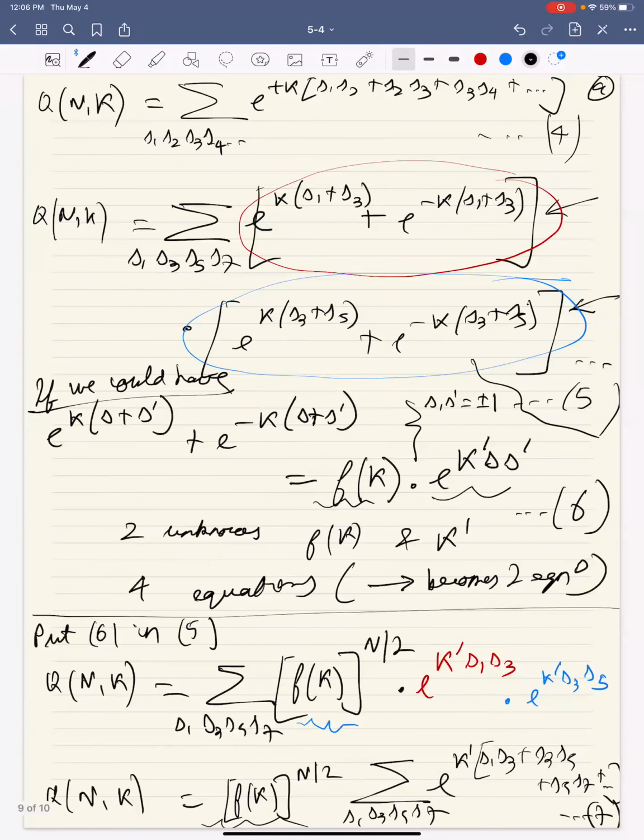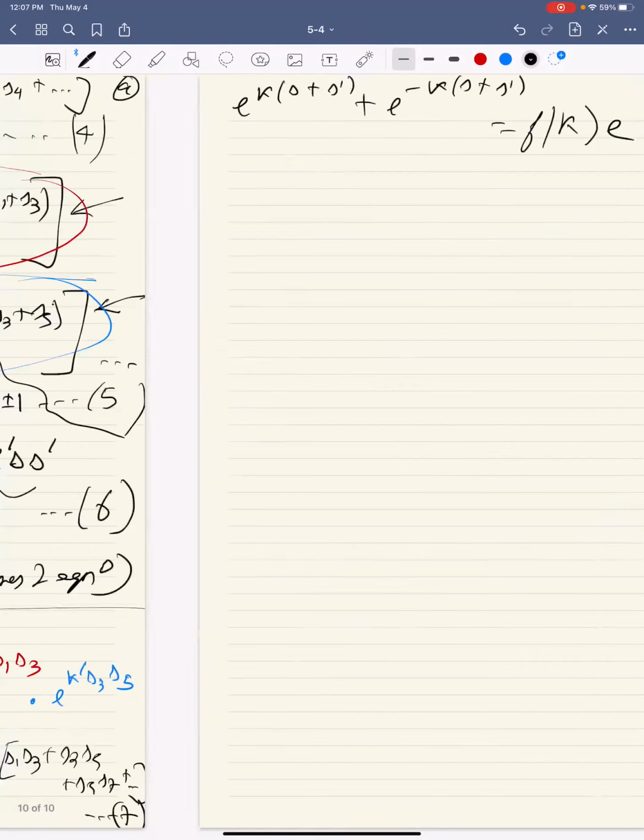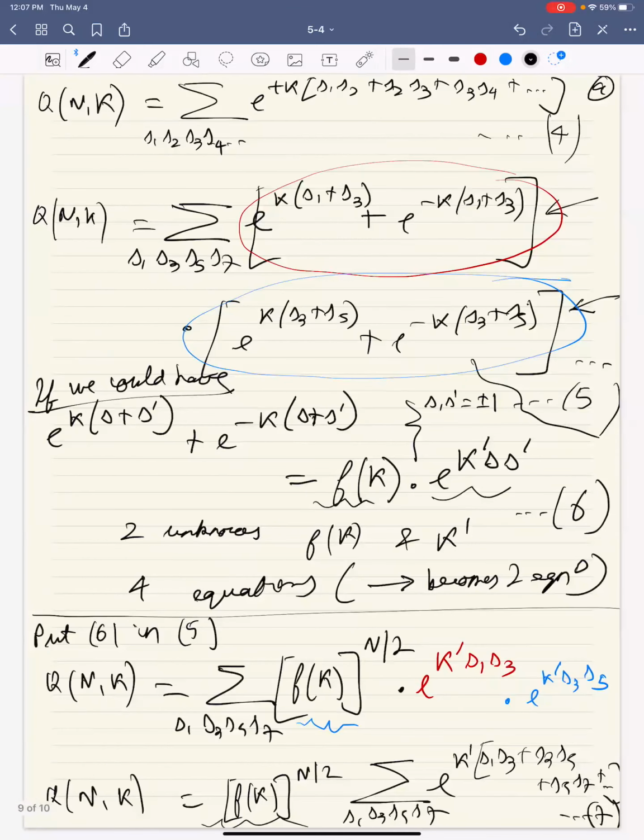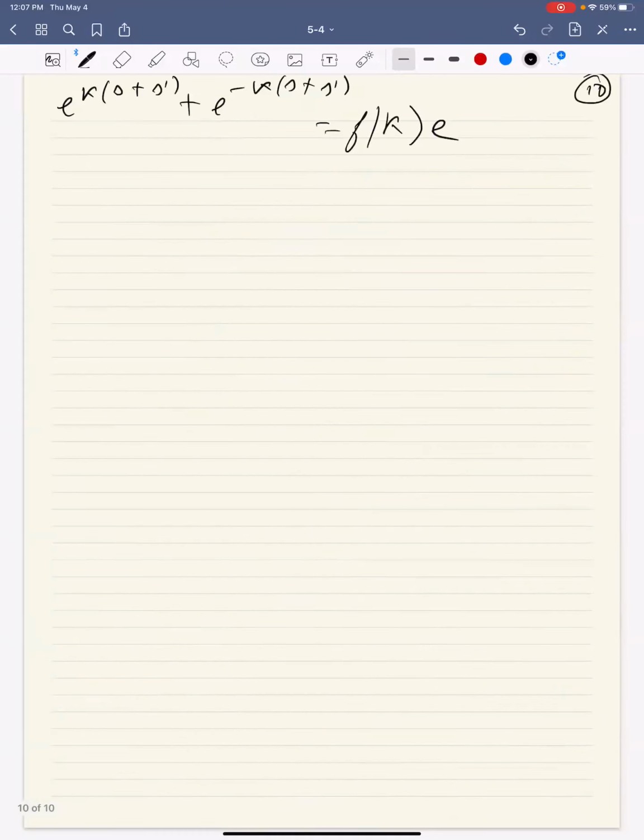So what we need to do is to solve equation 6 for all values of s and s prime, right? Equation 6 was e to the power k(s plus s prime) plus e to the power minus k(s plus s prime) is equal to some f of k e to the power k prime s s prime. How they came up with this is kind of magical. I could not have come up with this on my own, that they saw something like this could be done.